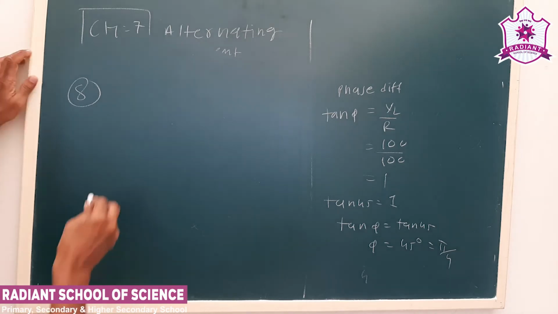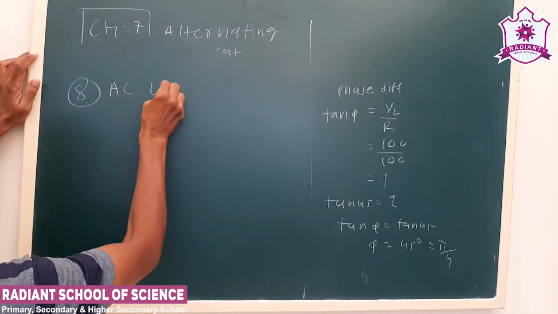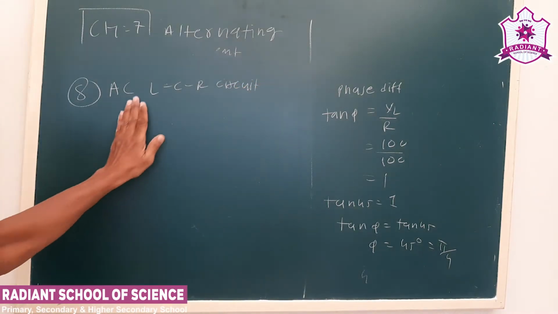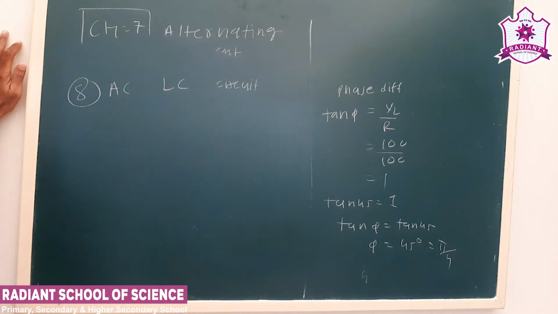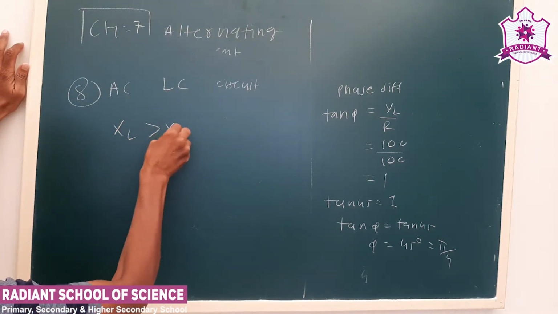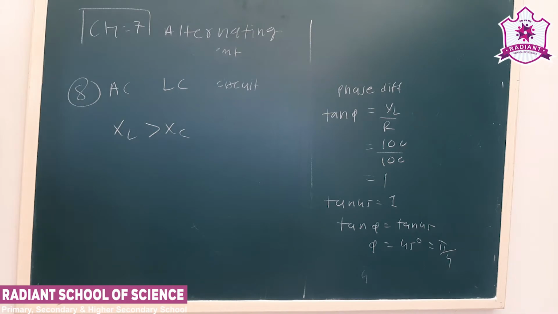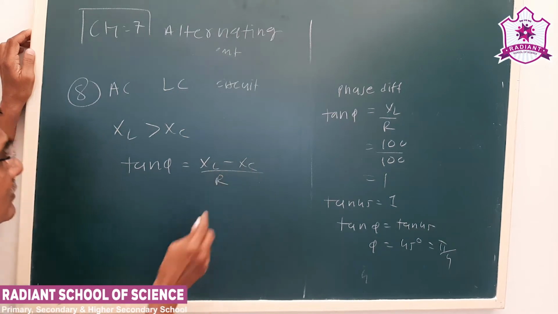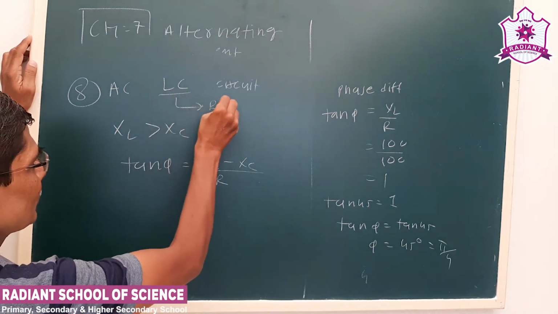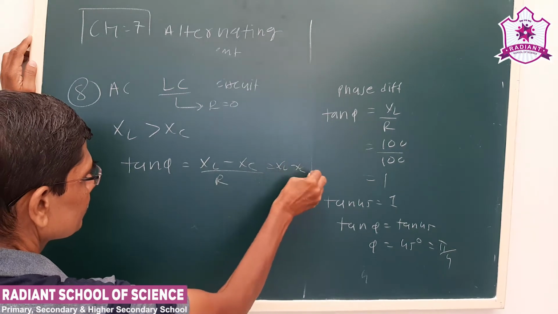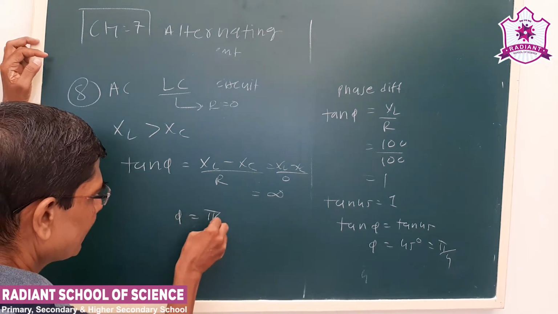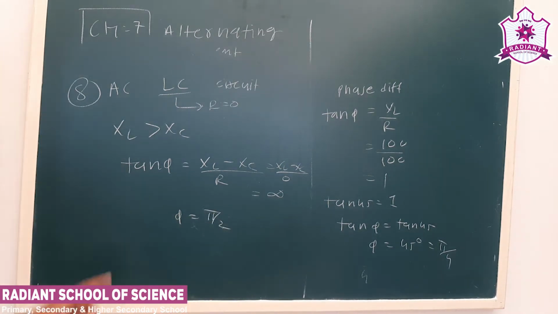Now see the next MCQ. See AC circuit. Okay, this is only LC circuit. See what happens when XL. Okay. Now see tan phi is XL minus XC by R. But here only LC circuit, R is 0, so tan phi is infinite. So phase difference is pi by 2.